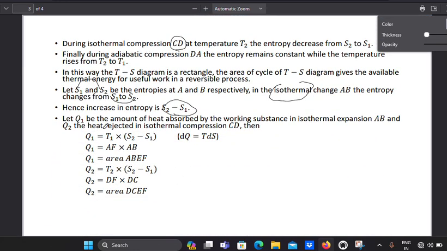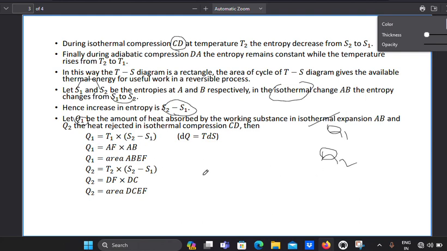Let Q1 be the amount of heat absorbed by the working substance in isothermal expansion. So in expansion, only heat energy will be absorbed. That heat energy can be shown by Q1 only. And Q2 is the heat rejected in isothermal compression, CD. So in isothermal expansion, heat energy is absorbed, denoted by Q1. But in compression, heat energy is rejected to the sink, denoted by Q2.